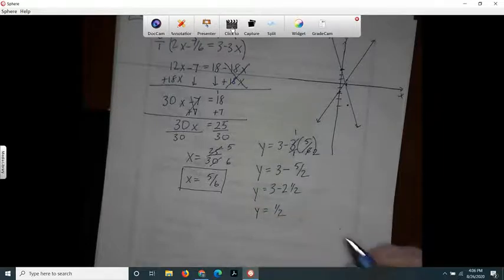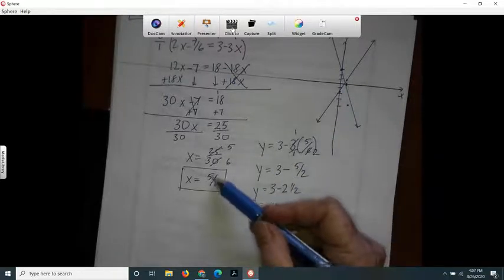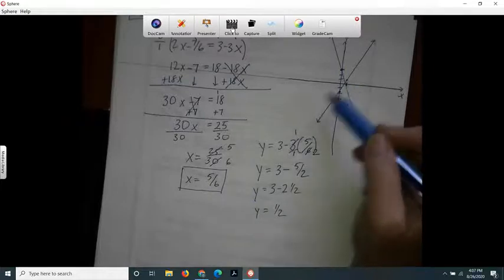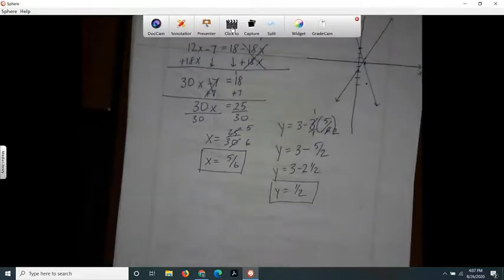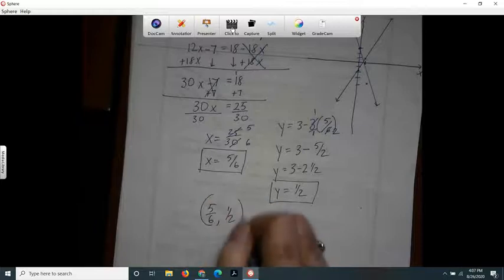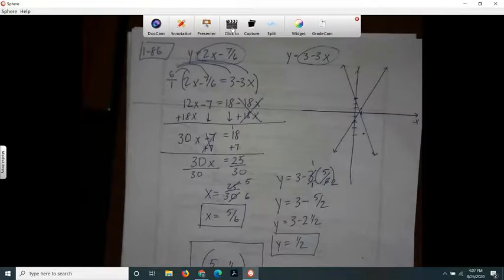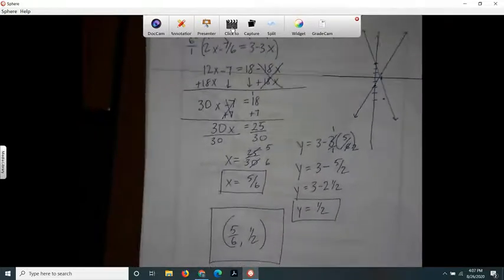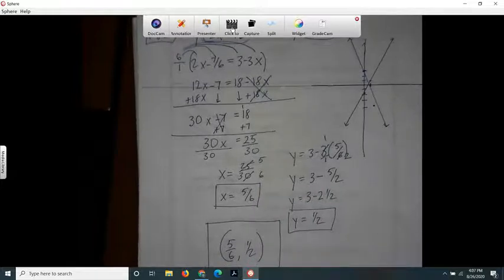And when I look at my point, that looks about right. This is 5/6, it's less than 1, and this is 1/2. And then I can write my ordered pair. That's my big final answer. Okay, that's what I expected to see on your papers because this is the focus problem. So if you have trouble with algebra, let me know and I can make more videos.